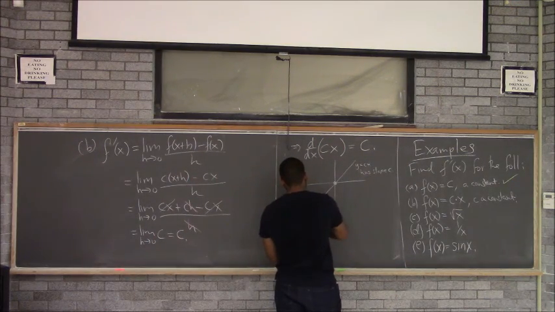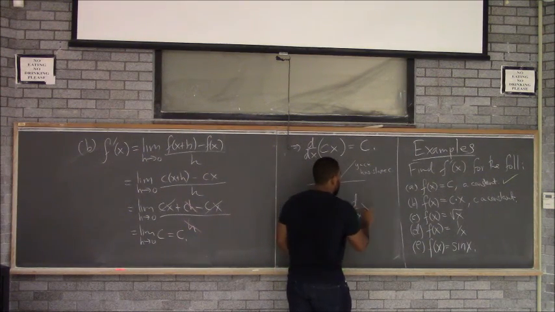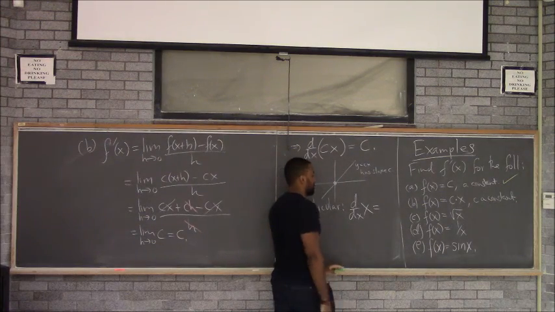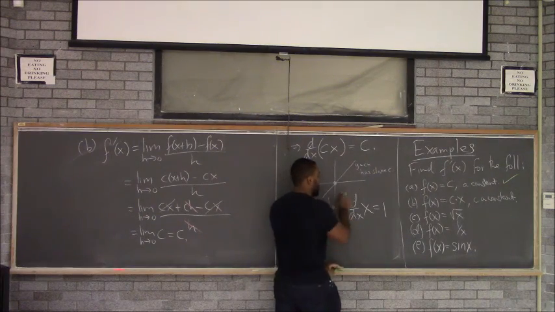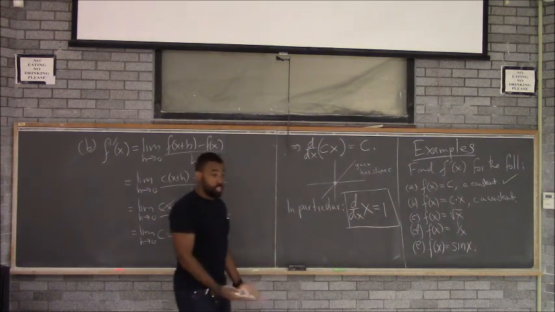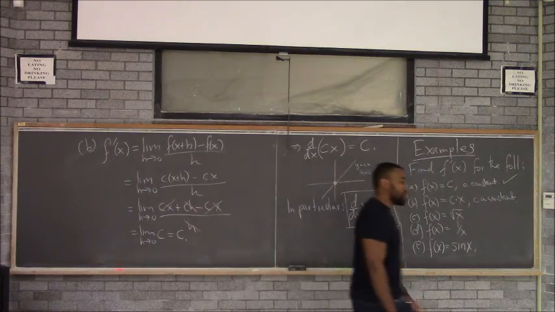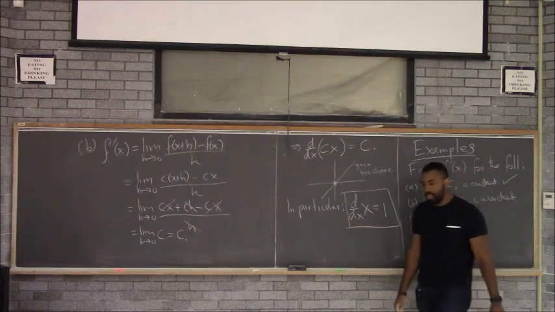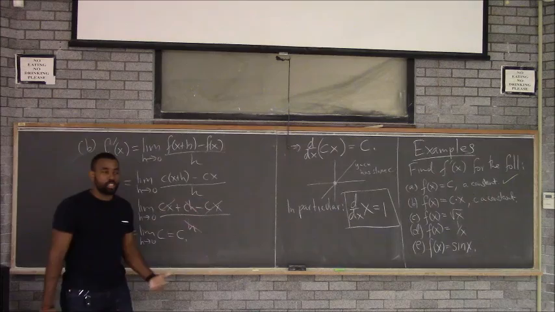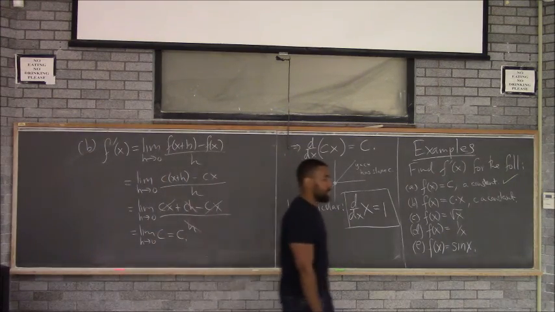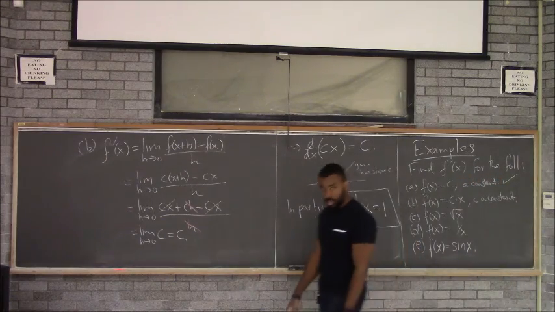In particular, the derivative of x is what? It's going to be 1, because there's a 1 here. That's also something we know now. Derivative of x is 1. And in general, the derivative of any constant times x is going to be the constant. So the derivative of 5x is just 5. The derivative of 7x is just 7. The derivative of pi x is just pi. The derivative of radical 2 times x is just radical 2. The derivative of a constant times x is just the constant.